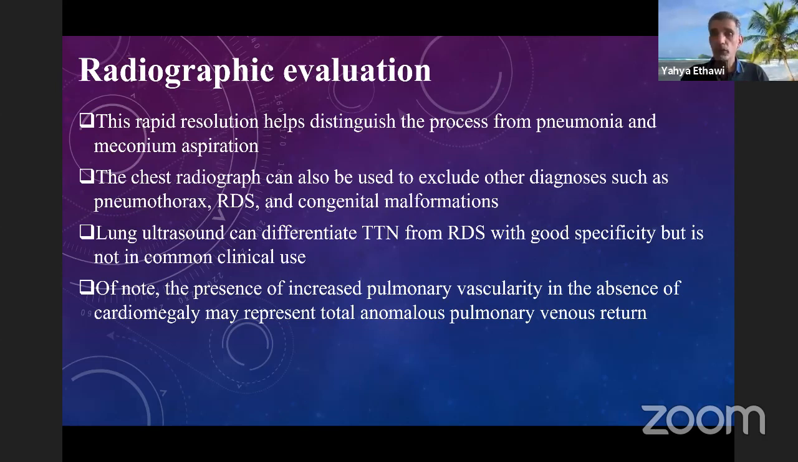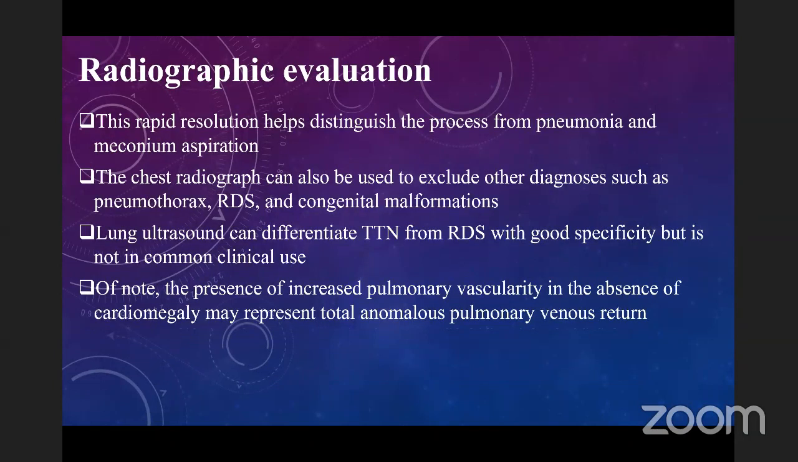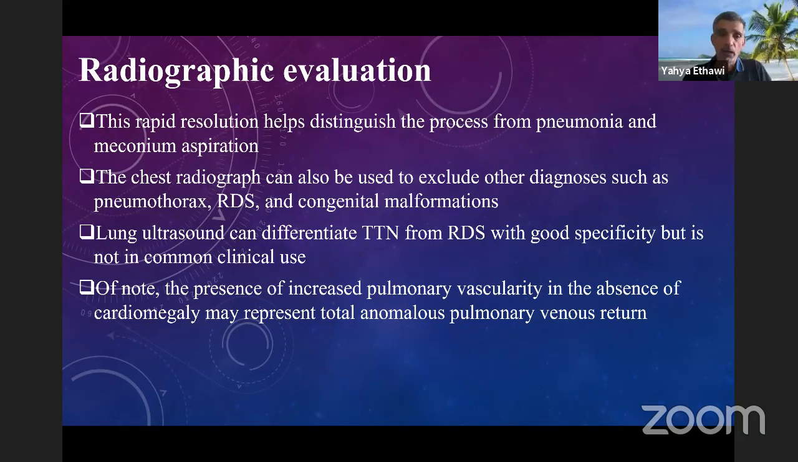There is also increased pulmonary vascularity in the absence of cardiomegaly, which may sometimes represent total anomalous pulmonary venous return. This is a very rare condition, but keep it in mind. If you have high CO2, like a TTN picture, and it's not resolving, keep that in mind. Now, the ultrasound findings in TTN are increase in B lines, decrease in A lines, double lung point, subpleural consolidation, sometimes pleural effusion.